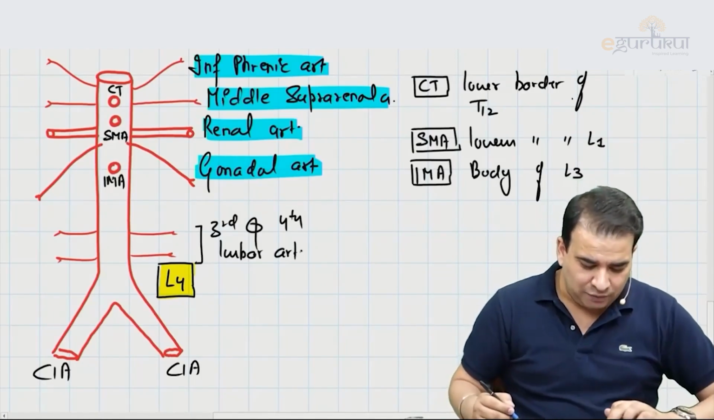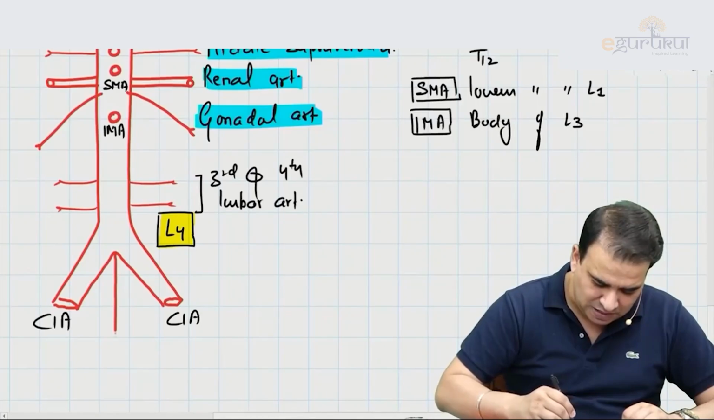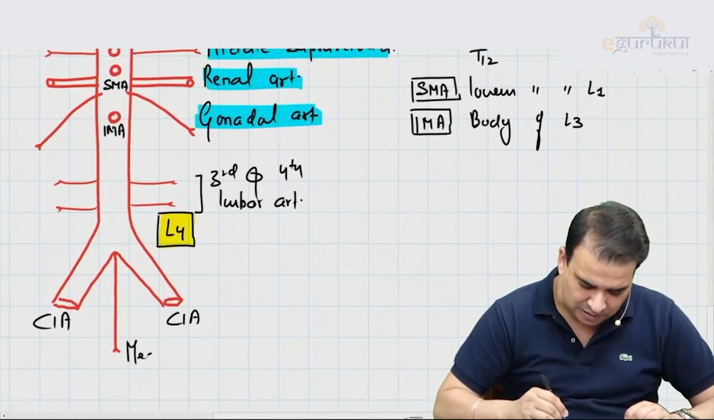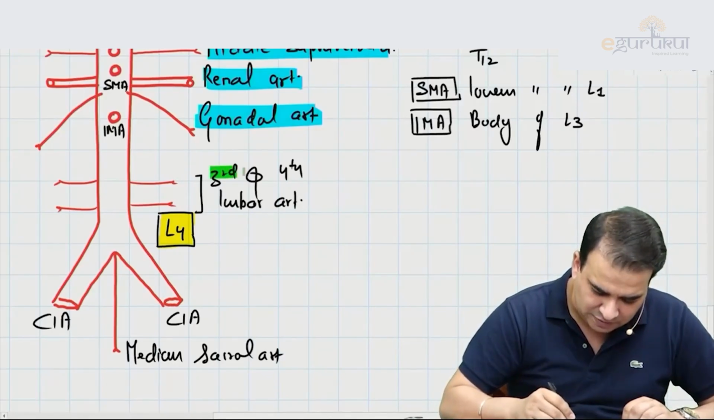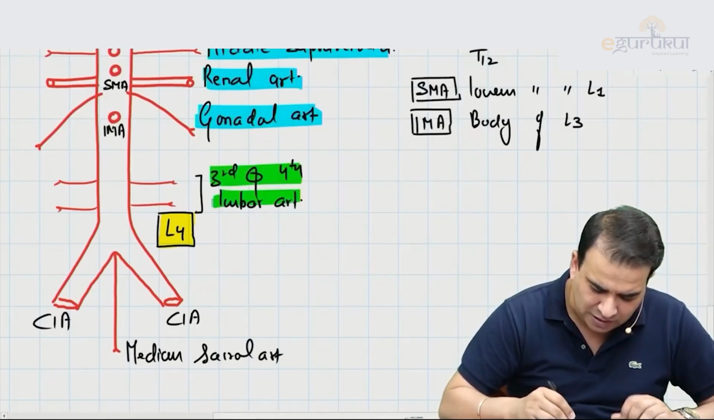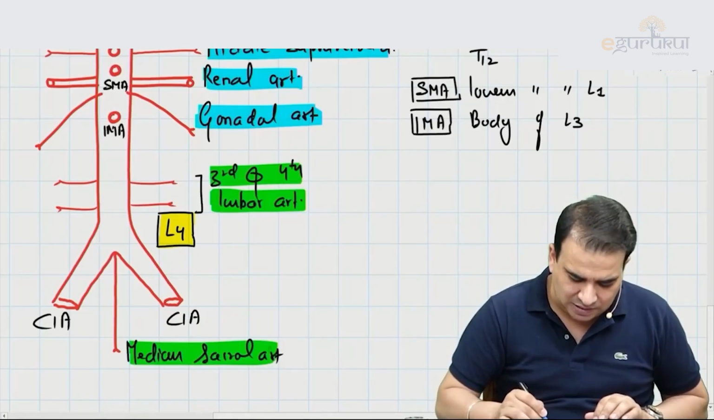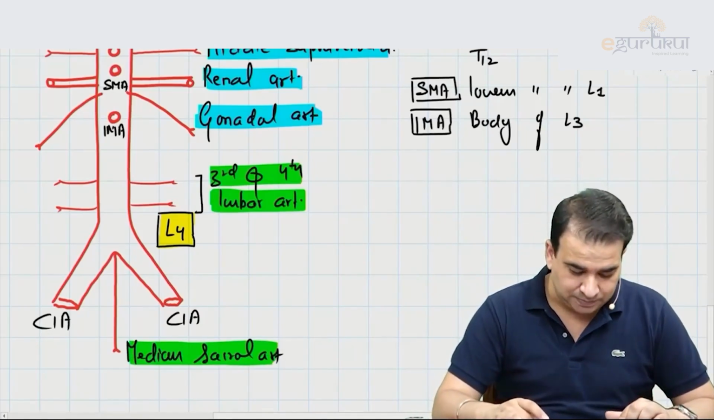And there was one more artery, if you remember, that was the median sacral artery, guys. This is the median sacral. Now, I hope this makes sense also why we call it median sacral artery. Let me just give them a different color. Third and fourth lumbar artery, even first and second as well, which I'm not drawing there, and median sacral artery, these were the dorsal branches of the aorta.